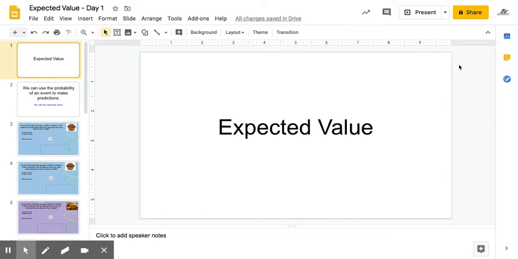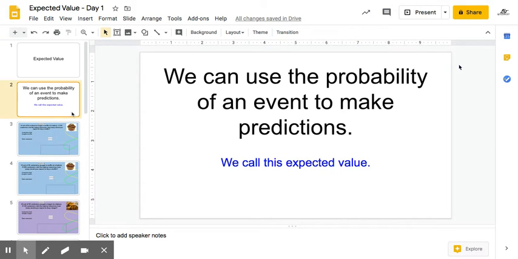Hey everyone, today we're going to be learning about expected value. Now, we can use the probability of an event to make predictions, and we call this the expected value. It's what we expect to happen given a probability. So, we are going to make these predictions using the probabilities through proportions, which we learned about in the beginning of this school year, and you guys first learned about last year in sixth grade.